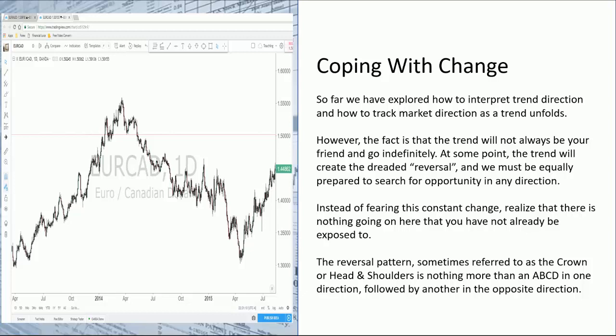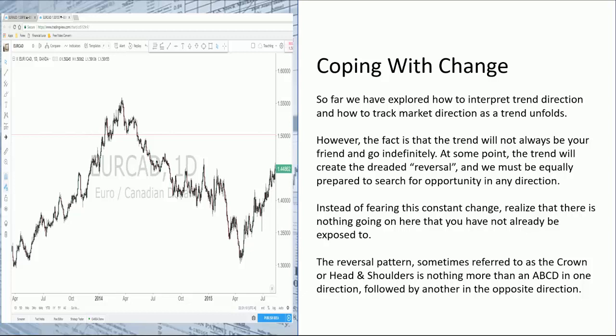And so this is usually where traders can lose a significant amount of equity. It's when they're not ready or they're unwilling to accept the fact that the market cannot simply trend in one direction indefinitely. The bulls or the bears will take over and they're going to turn that trend around. So we've got to be equally prepared to deal with opportunity in either direction.